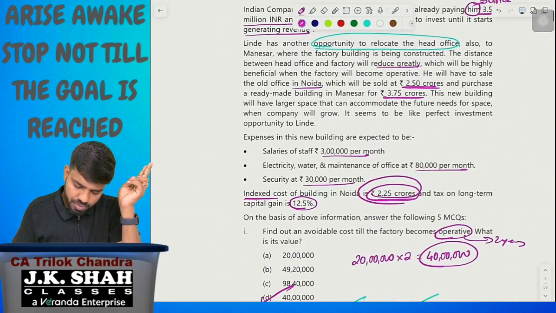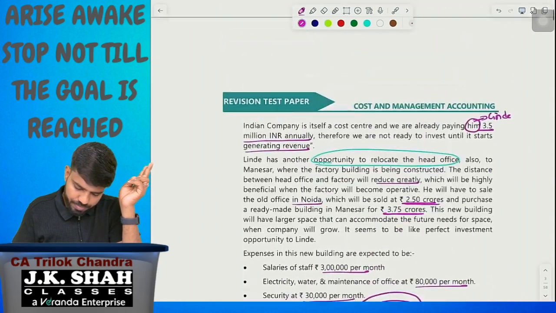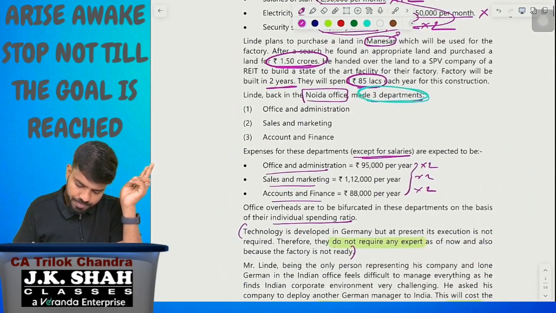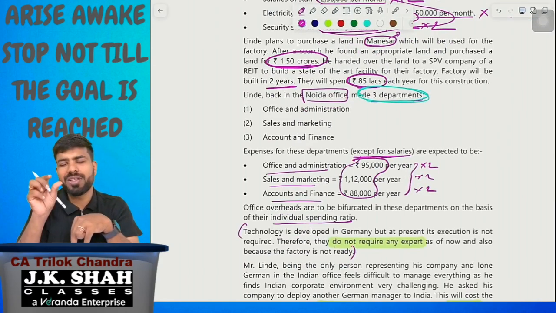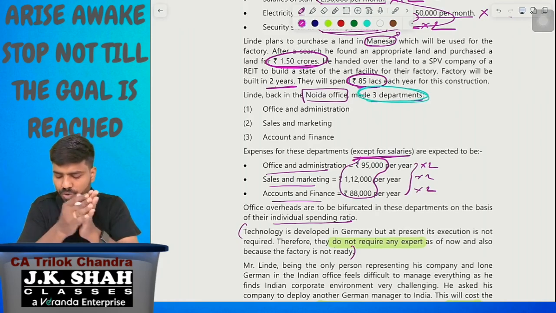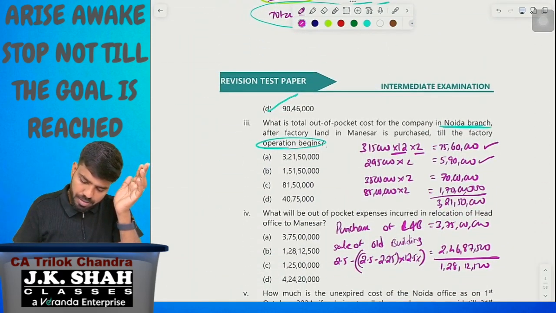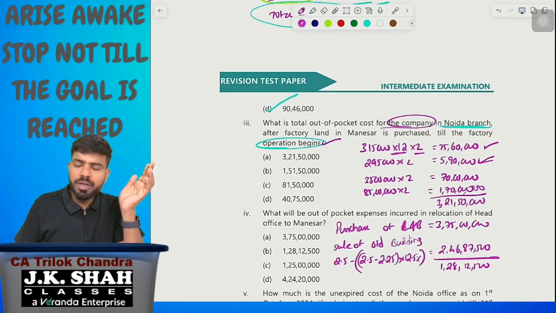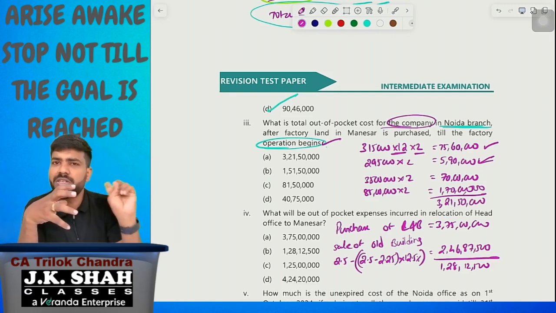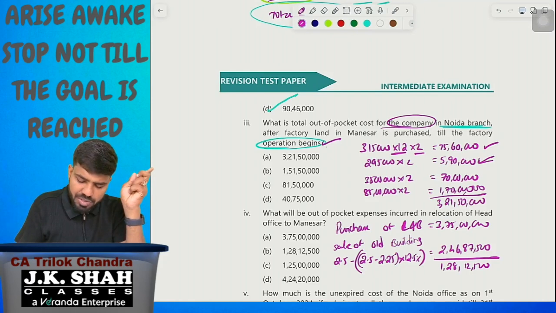This is the total. To avoid the computation, I'm taking the total. 2 lakh 95,000 into 2, how much does it come to? 5 lakh 90,000. Now look at this: out-of-pocket cost for the company in Noida branch after factory land in Manesar is purchased till the factory operation begins. So till the operation begins, what is the cost in Noida? If that be the case, we have to consider only these two things.